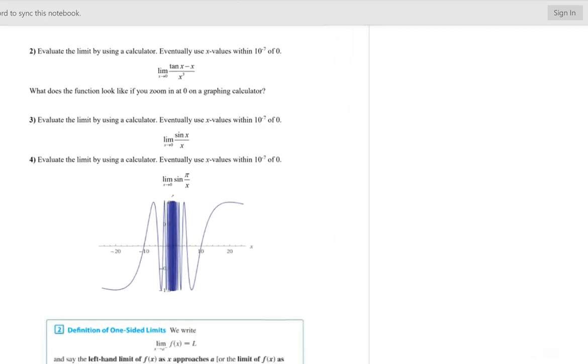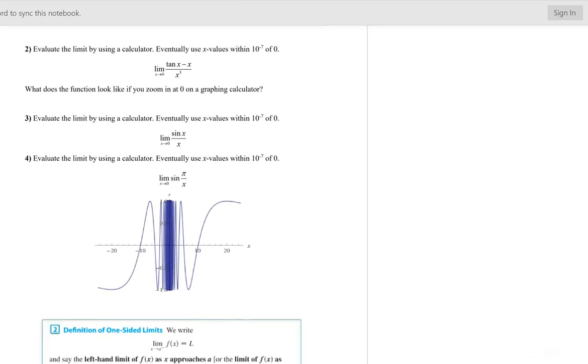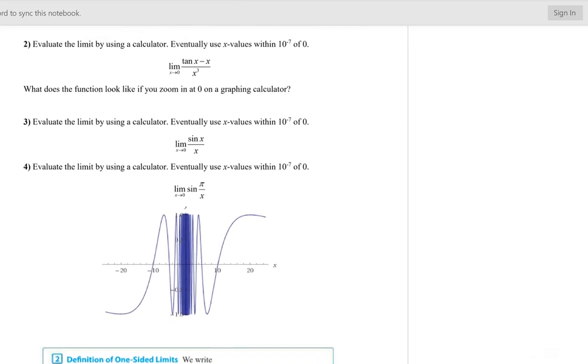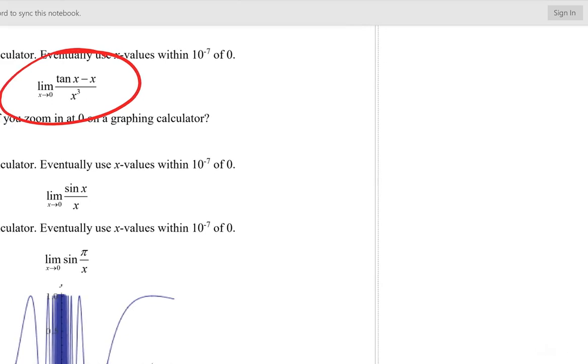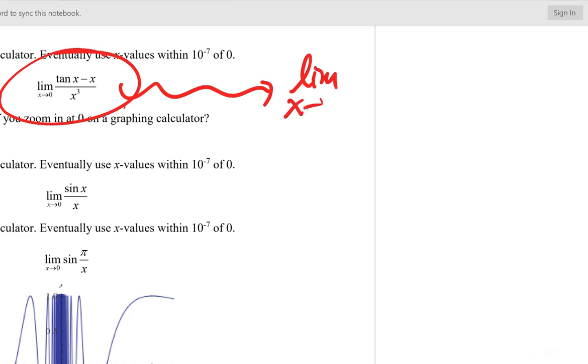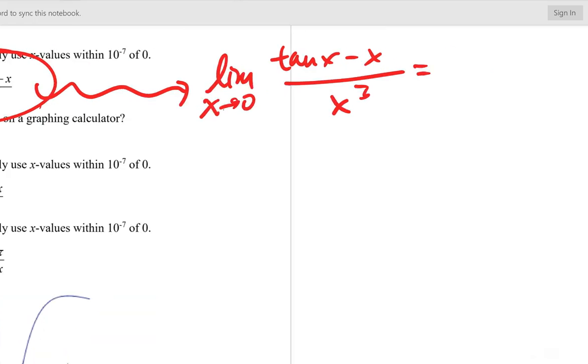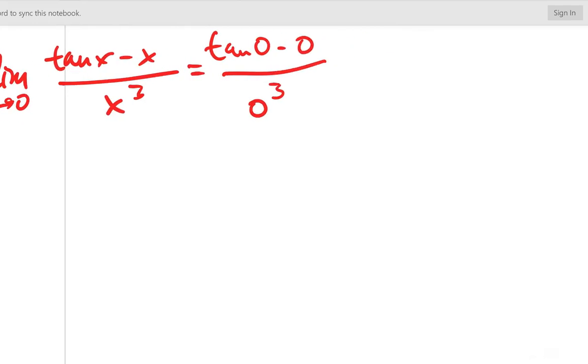All right, now, it's kind of dangerous to sometimes work with just plugging in numbers. And this is a good example of it. Tangent x minus x over x cubed, limit as x goes to 0. So let's look at that for a second. So if you plug in 0, you're going to get tangent of 0 minus 0 over 0 cubed, which is just 0 over 0, because tangent of 0 is 0. And so you don't know what this is, right?